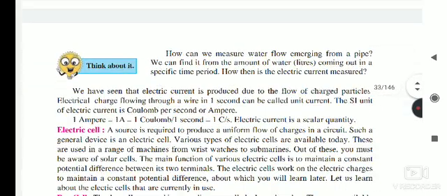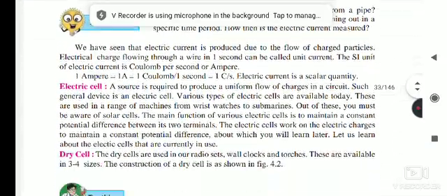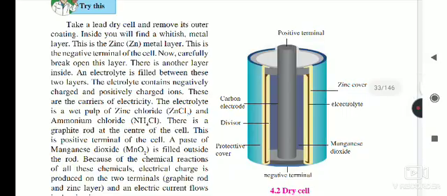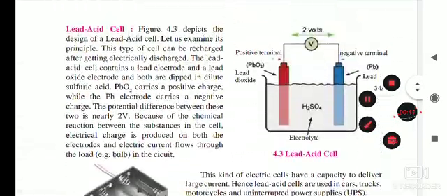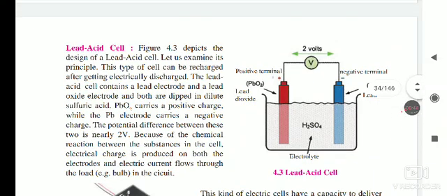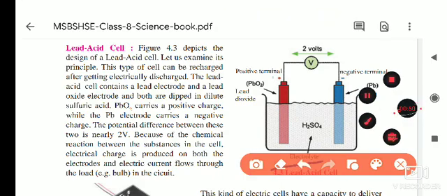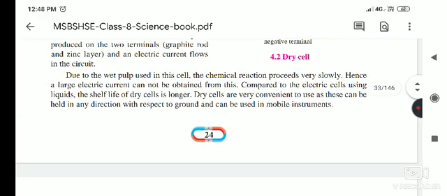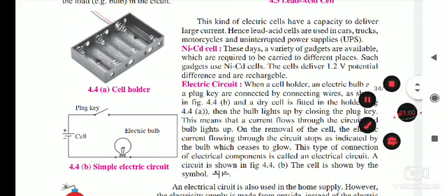So in this way we saw the electric circuit, then the electric cell. I showed you the video of the dry cell, its construction and its working. After that we saw the lead acid cell, and its construction and working are also shown. In this, the electrolyte is there, and it is useful for the flow of electricity. Now we will see the next part, that is the nickel cadmium cell.